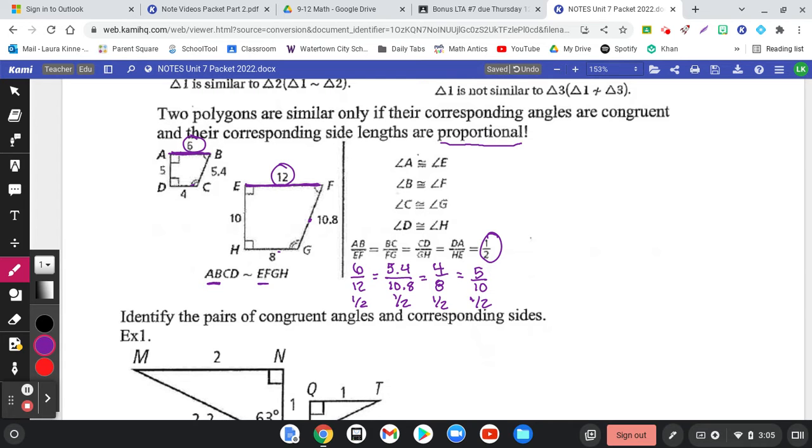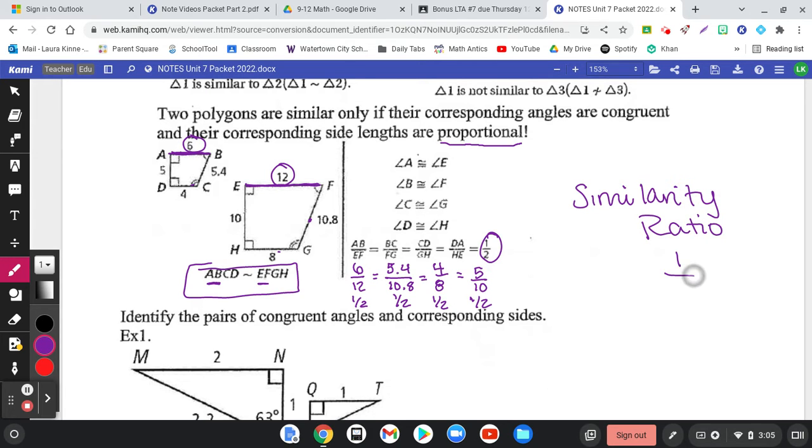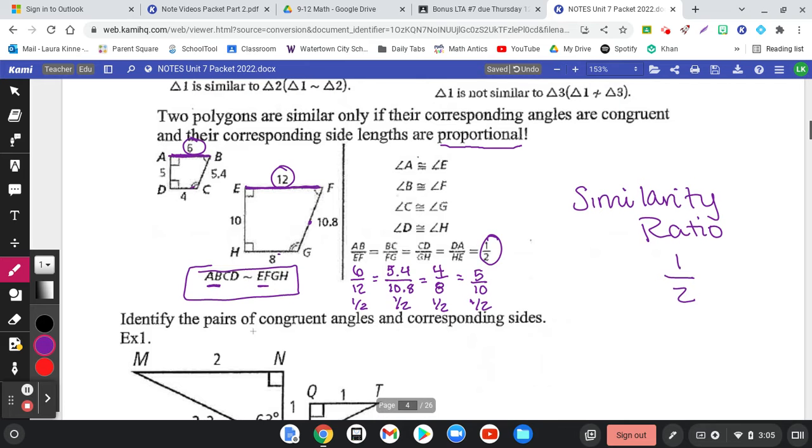Okay, since they all simplify to the same thing and all their angles are congruent, then these two are similar. And here's your similarity statement right here: ABCD is similar to EFGH. And your similarity ratio in this case is 1/2. And it doesn't matter what figure you're looking at first, but we'll look at an example with that in a minute.